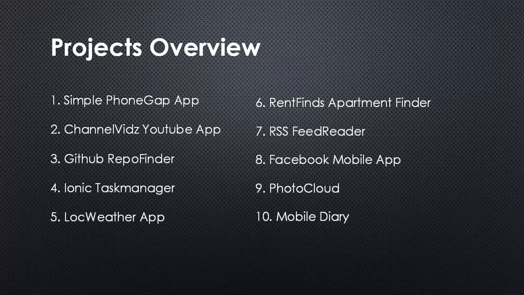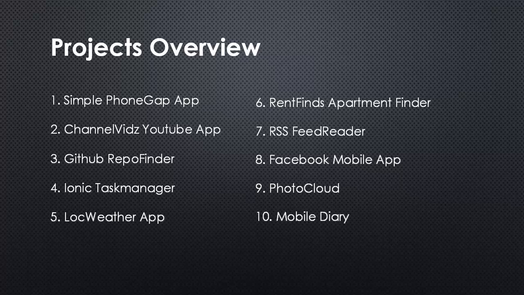Chapter 6 will be the Rent Finds Apartment Finder. That will actually use Firebase, which is a cloud database, and it'll have full CRUD functionality. Users will be able to list their apartments for rent, and users will be able to, of course, search for apartments by location. Chapter 7 will be an RSS feed reader. You'll be able to manage different feeds, and we use the Google Feed API for that application.